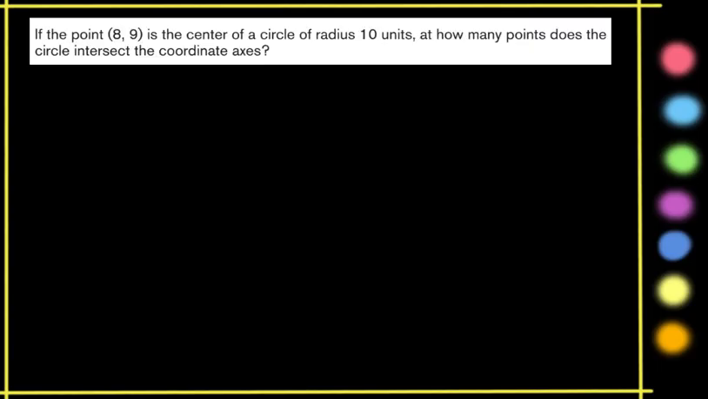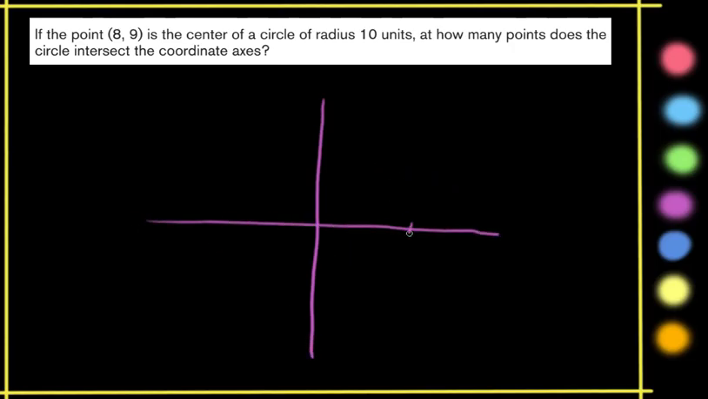All right, so this one says, if the point (8, 9) is the center of a circle of radius 10 units, at how many points does the circle intersect the coordinate axes? Okay, so let's draw some coordinate axes. We've got a y-axis and an x-axis. And then we've got the point (8, 9). So we go over to 8 and up to 9. And there we get the center of our circle. And it says the radius is 10.